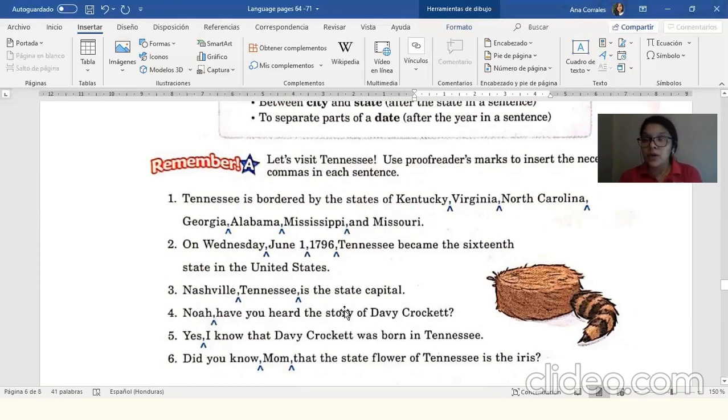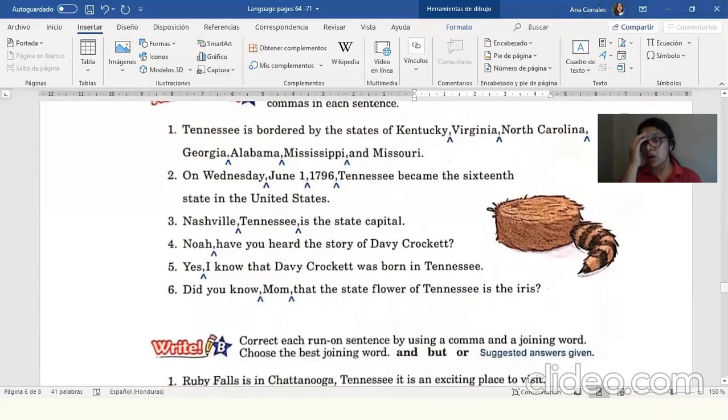When you are reading words or sentences that are using commas, you're going to make a little pause. Cuando estamos leyendo oraciones con comas, vamos a hacer una pequeña pausa, porque no vamos a decir, el día de ayer yo salté, corrí, jugué, y todo corriendo. El día de ayer yo salté, corrí, jugué, lancé la pelota, jugué con el perro y me divertí mucho. Vamos a hacer pausas pequeñas a leer. For example, that number 3, Nashville, Tennessee, is the state capital.